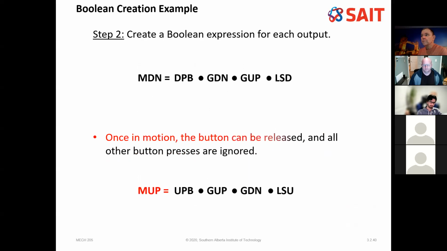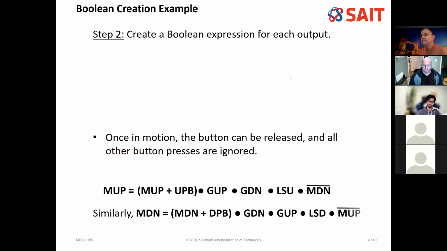So once in motion, we put in a motor up or a push button. Once it's going, all other key presses are ignored. So it's probably a good idea to say not motor down, so you're not going to accept the motor down. Okay. And similarly, motor down is motor down and down push button and not motor up. Right.